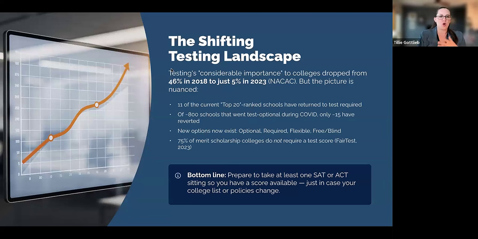This picture is, of course, nuanced. That data is a little bit old. We do think that number is probably a little bit higher, just because we've seen 11 of the top 20 ranked schools return to test required. But overall, that is an enormous decline. I feel that it's a good thing. It has a lot to do with COVID, but that also prompted a lot of research. And of the over 800 schools that went test optional during COVID, which is a lot, only 15 have reverted.